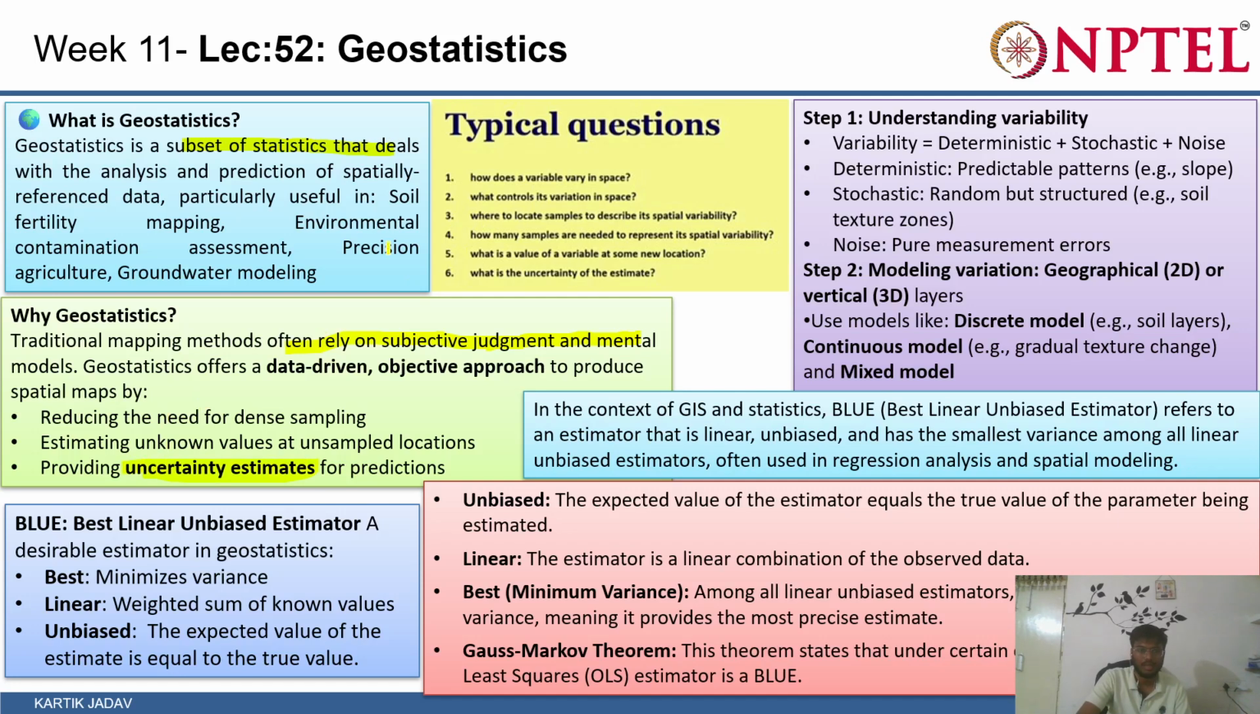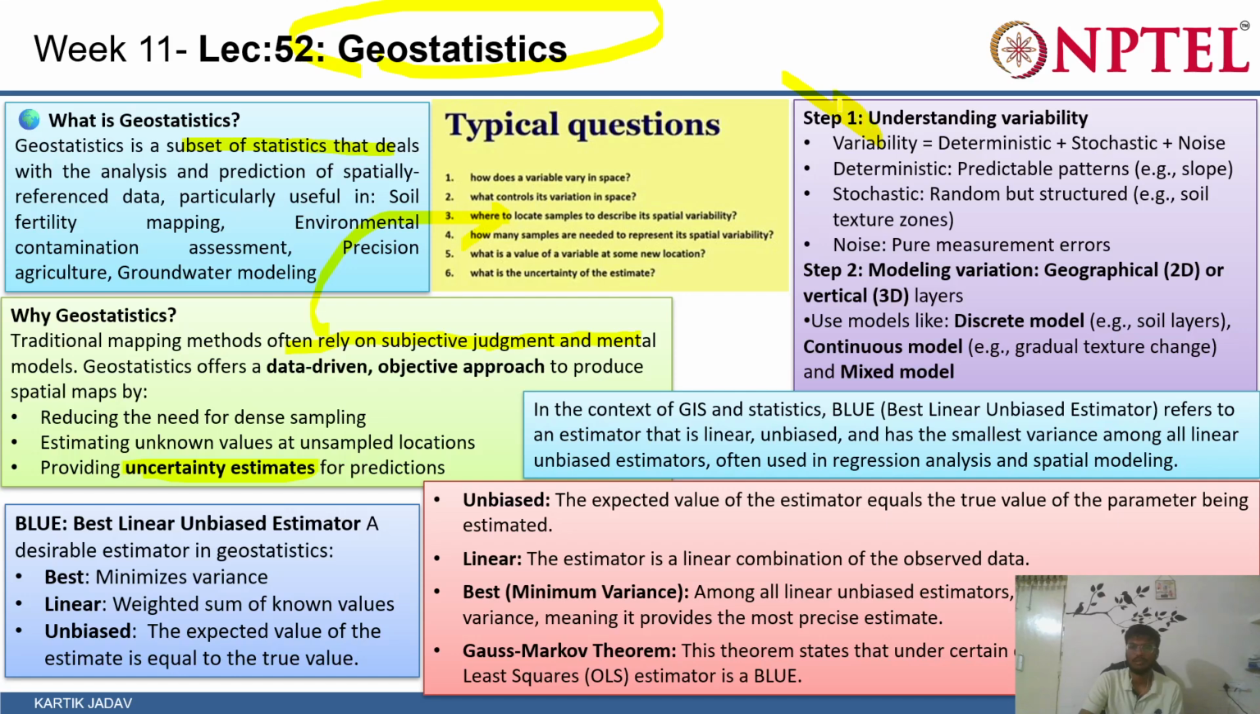And these are certain questions that we are addressing by learning geostatistics. So, how does a variable vary in space? Then what controls its variation in space? Where to locate samples to describe its spatial variability? How many samples are needed to represent its spatial variability, and what is the value of the variable at some location? And then finally, the uncertainty of the estimates needs to be computed.